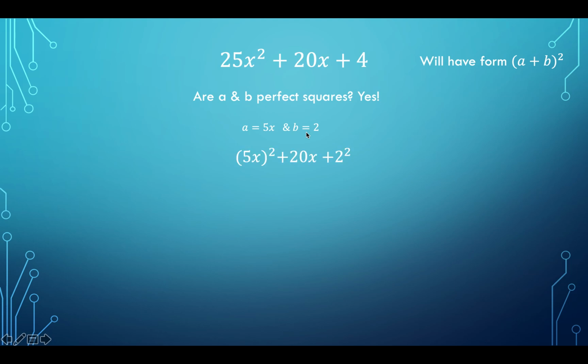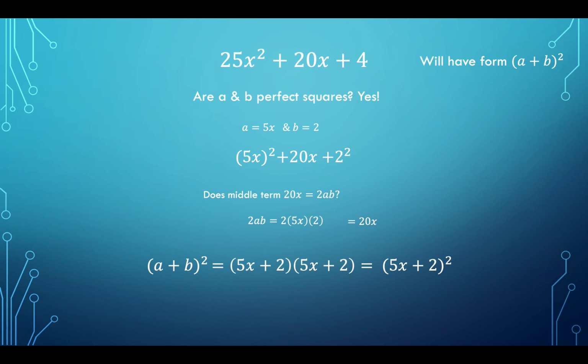So now let's replace the A with 5x. We have 5x in parentheses squared plus 20x plus 2 squared. So now, does the middle term 20x equal 2 times A times B? We've got to check that. So 2 times 5x times 2. 2 times 5 gives me 10, times 2 is 20, times x is 20x. Does 20x equal 20x? Yes.